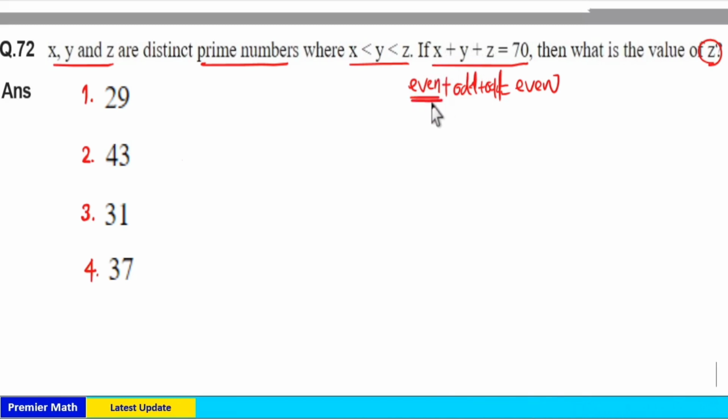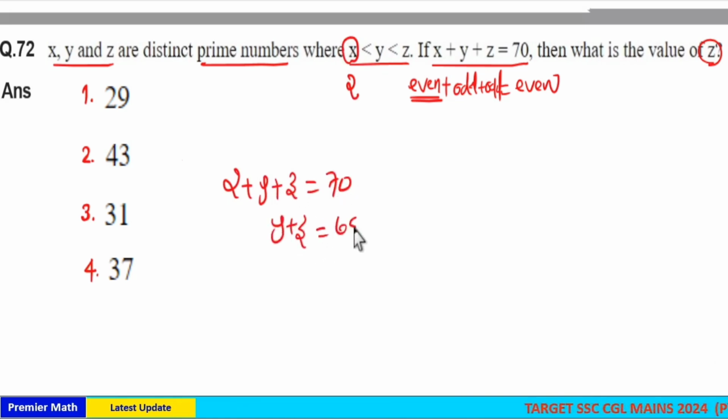There is only one even prime number, which is 2. And 2 is the smallest prime number, which means x is the smallest, so x should be 2. So 2 plus y plus z is 70, means y plus z is equal to 68.